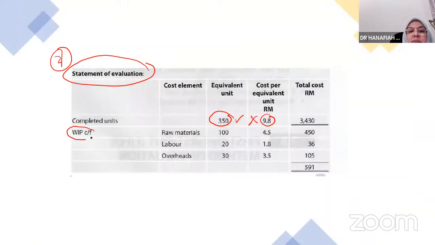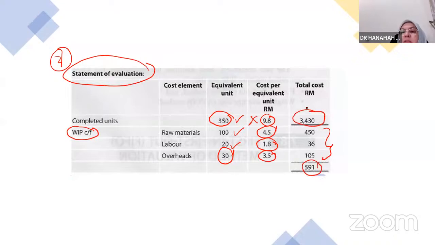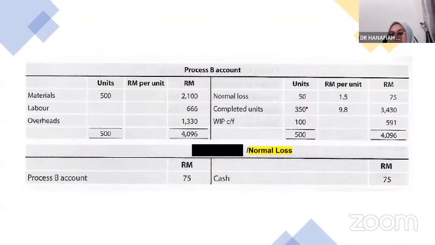However, the work in progress, the raw material should be based on the raw material cost per unit. The labor should be based on the labor cost per unit, and overhead would be based on the overhead per unit. So when you total up, you will get this figure and this figure. So from here, you will prepare, what we call, the process B account.